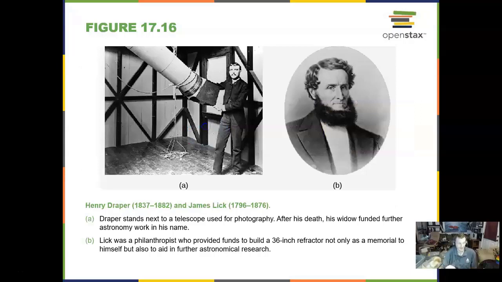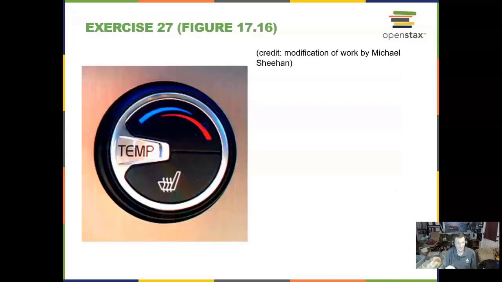Henry Draper and James Lick here, very famous astronomers. Draper has a catalog of stars next to his telescope for photography, and his work continued on. Lick was a philanthropist who funded astronomy work.